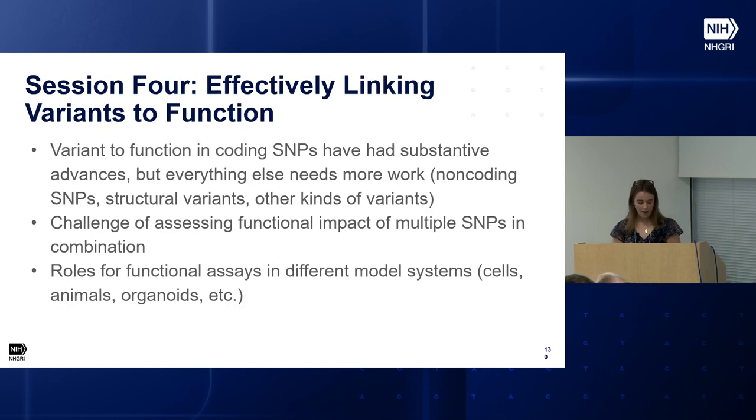In session four, we moved on to linking variants to function, which yielded an understanding that variant to function encoding SNPs have had substantive advances, but everything else, including non-coding SNPs, structural variants and other kinds of variants, need more and different kinds of work. That there is a challenge in assessing functional impact of multiple SNPs in combination. And then this last point is basically that there are a lot of models and assays, so you want to know how to apply them to be the most effective.